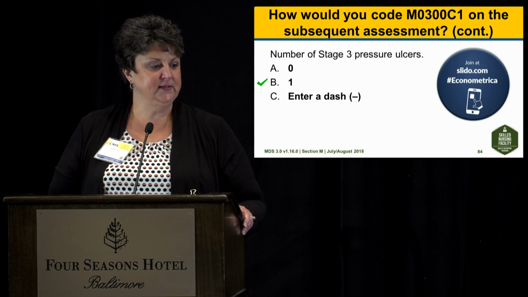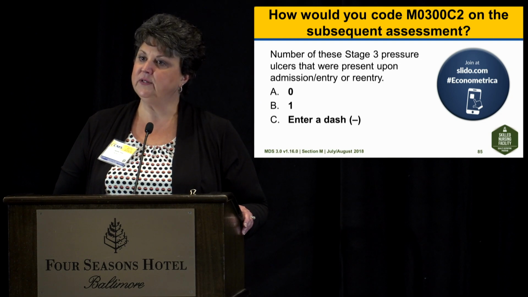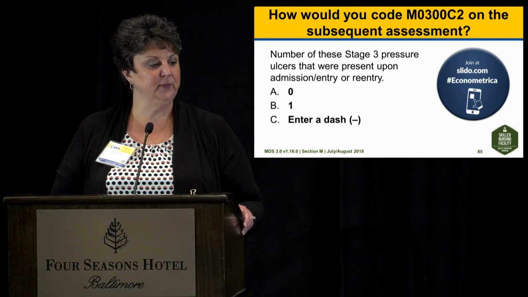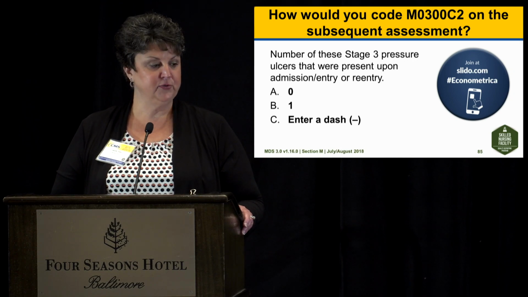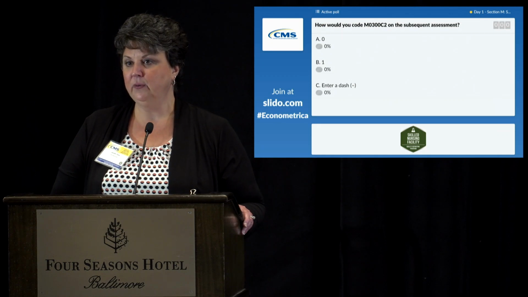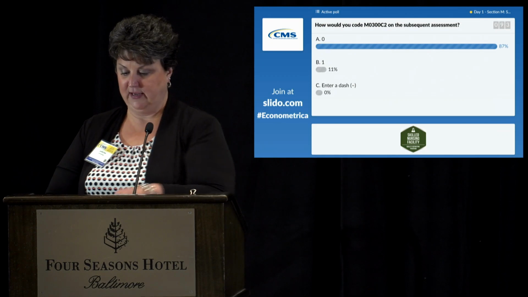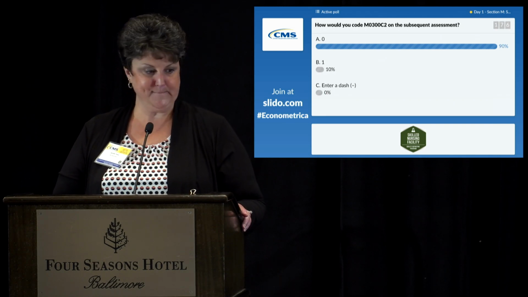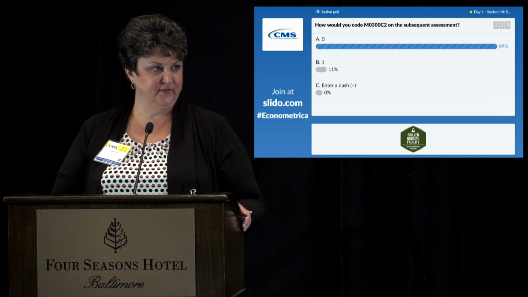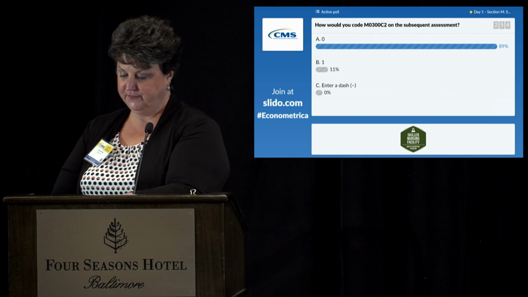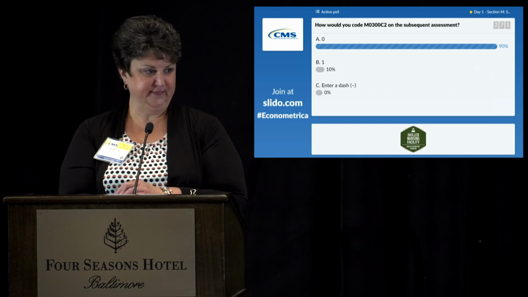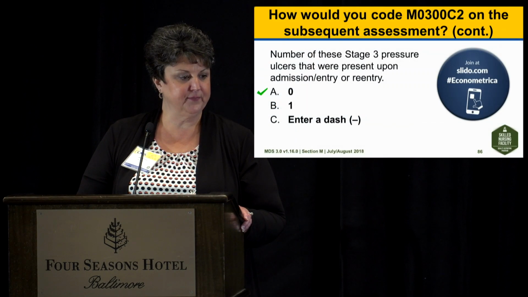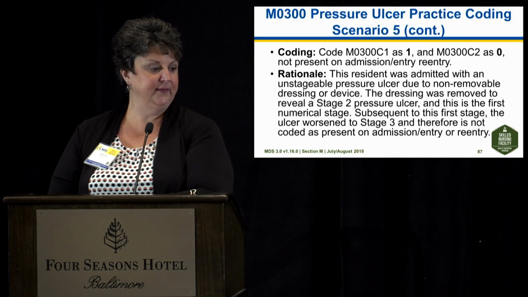So then with this one stage 3 pressure ulcer, how would you code it in M0300C2 on the subsequent assessment? The number of these stage 3 pressure ulcers that were present on admission, entry, or re-entry. Would you code it A0, B1, or C? Enter a dash. We still have quite a few votes coming in. Give it just a moment or two. Okay, looks like most of you are saying 0. And that's correct. Let's take a look at the rationale.